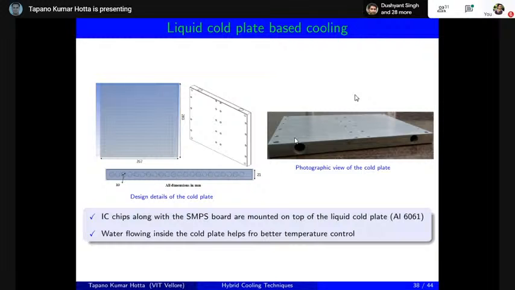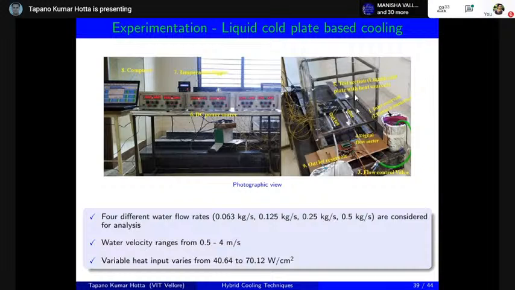Now the electronic circuit board is not going to come in direct contact with this liquid, because the liquid is going to flow inside the liquid cold plate. The liquid cold plate is just like a heat exchanger arrangement. There will be multiple tubes inside the plate, and this will help you get better temperature reduction. Now your entire system, like your printed circuit board with chips, all has to be mounted on the top of the liquid cold plate. Now this is the experimental setup we have designed in our laboratory.